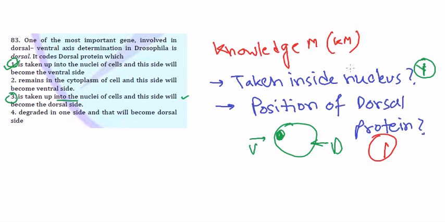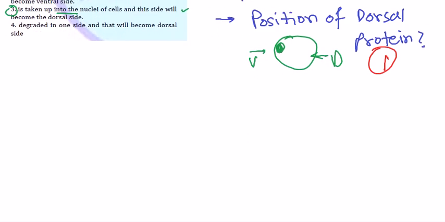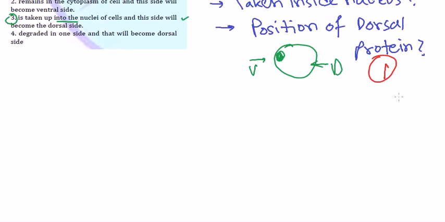So knowledge based questions are good. If you have a basic understanding, you can answer the questions. They are unlike the direct questions, because with direct questions, if you don't know the answers, you can't get them, right? So these are the type of questions from developmental biology, guys, and I hope that's helpful.